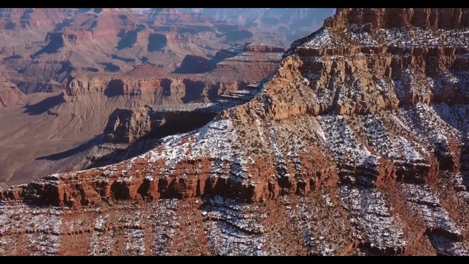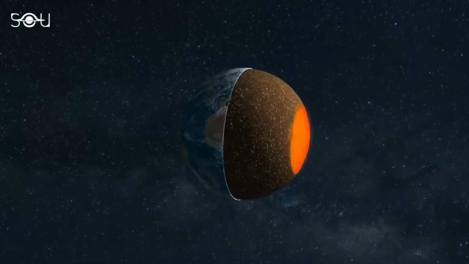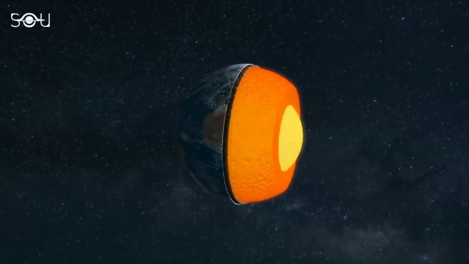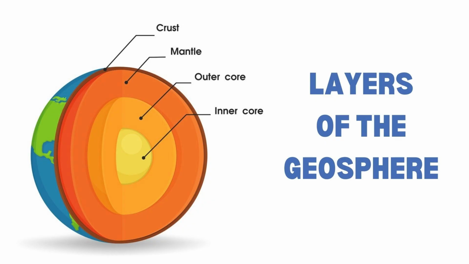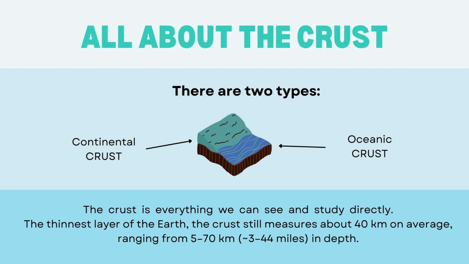The geosphere. It is composed of 3 layers which are crust, mantle, and core. The crust, it is where life is mainly found. It is the thinnest layer. We have 2 types of crust. They are continental crust and oceanic crust.